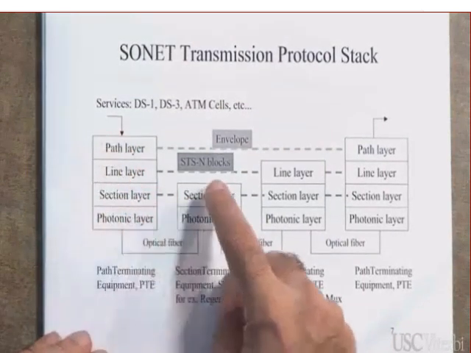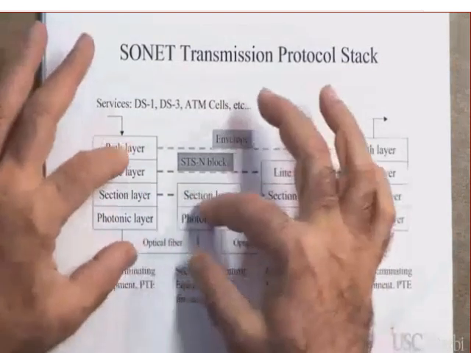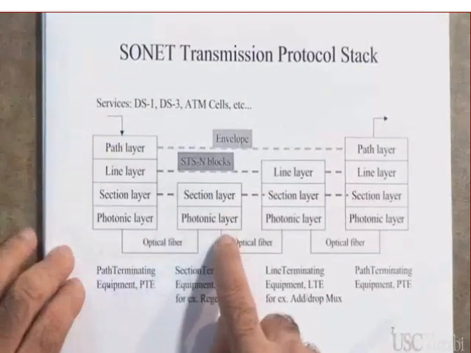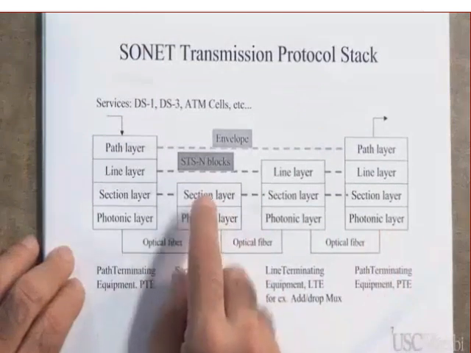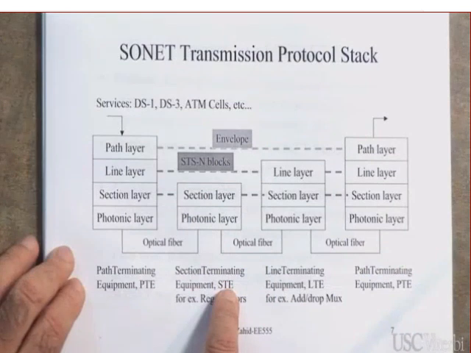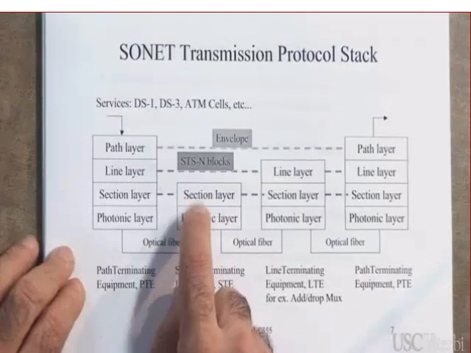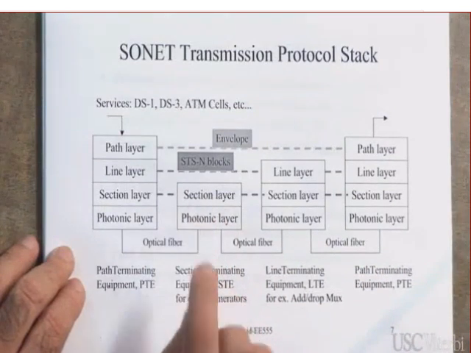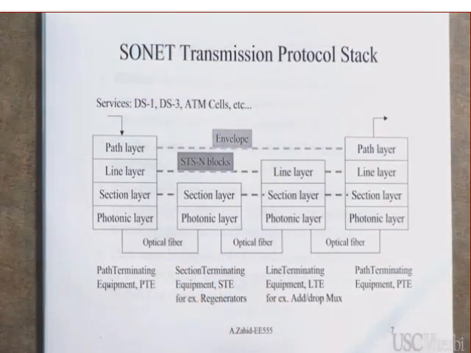So this is one device. This is another device. They are connected by optical fiber. This is called a section. This is one section. This is another section. This is a third section, and so on and so forth. Devices that terminate sections are called STE, which is section terminating equipment. In the section terminating equipment, you only have a couple of layers. I want you to think about the section terminating equipment the same way as you thought about switches. Layer 2 switches.